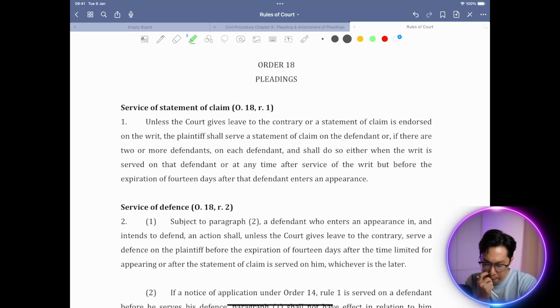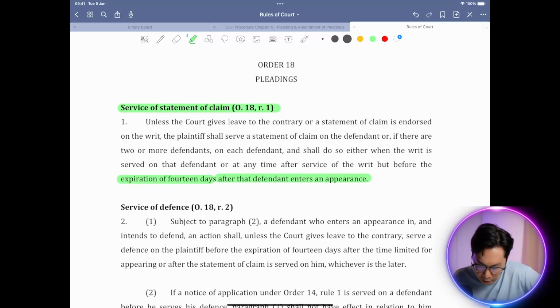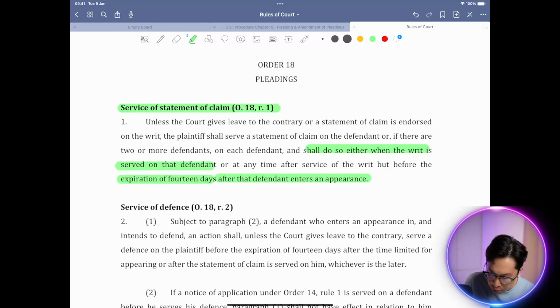Service of statement of claim. Unless the court gives leave to the contrary, the statement of claim is endorsed on the writ and the plaintiff shall serve the statement of claim on the defendant, or if there are two or more defendants, on each defendant. I think it's quite general. When the writ is served on the defendant, any time after service, but before the expiration of 14 days after the defendant entered appearance. So when do you need to serve the statement of claim? Either when the writ is served on the defendant or any time after service of the writ, but before the expiration of 14 days after the defendant entered appearance.